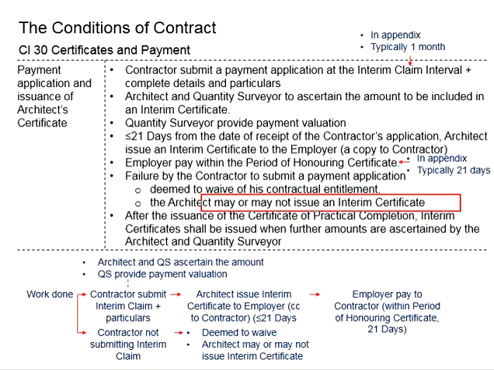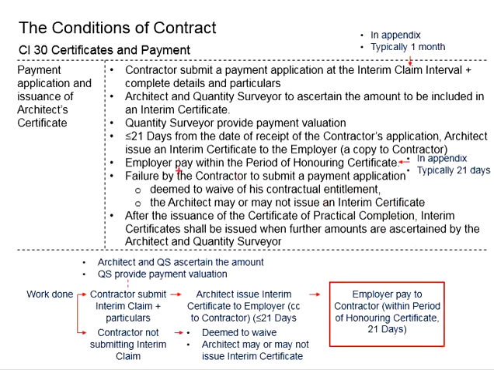The architect may or may not issue an interim certificate. If the interim certificate is issued, within 21 days, the employer shall pay the contractor. If the interim certificate is not issued, no payment shall be given to the contractor. As a result, the contractor will have to bear all the costs related to the work done, and he cannot blame the architect for not issuing the interim certificate, since he himself did not submit the payment application.